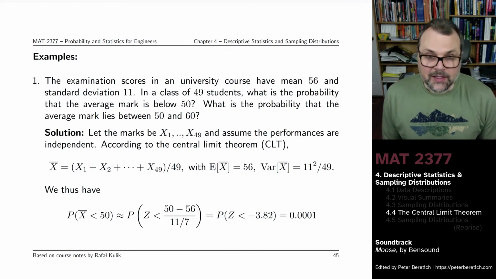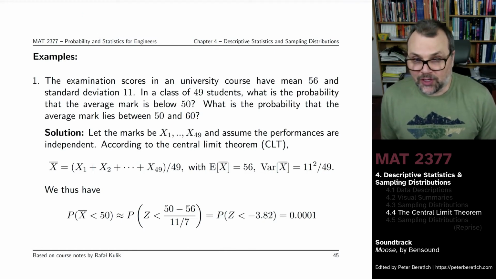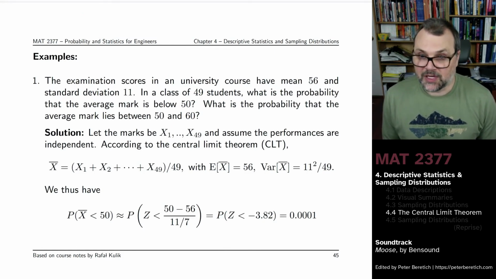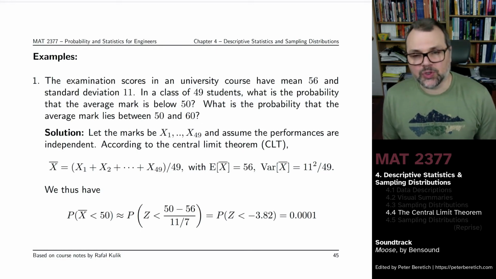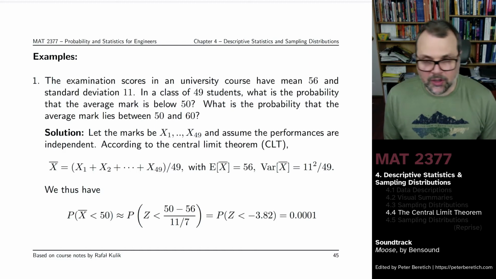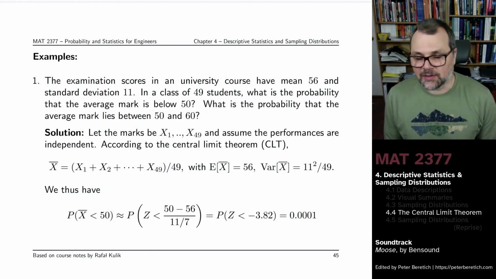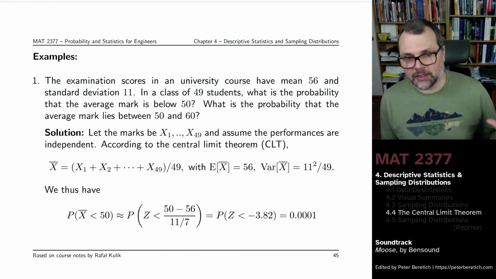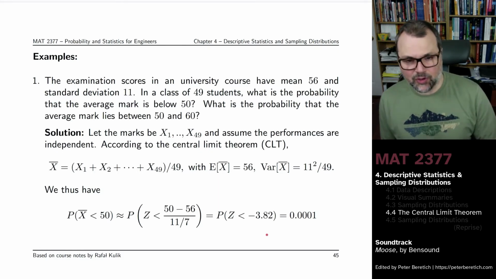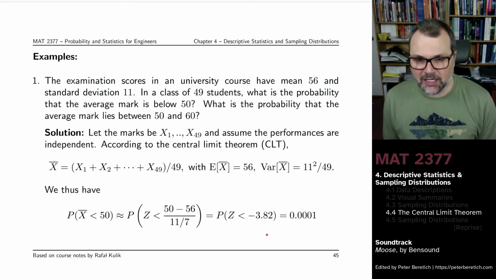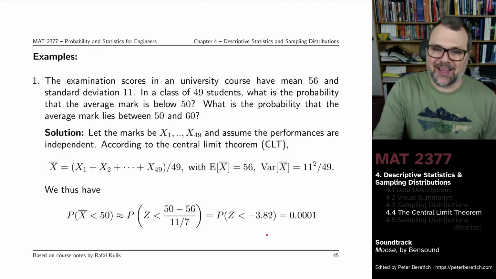So we'll say that x1 all the way up to x49, these are the grades for the first assignment. And we assume that the performances are independent. So no cheating, no working with one another. Everybody comes at this completely independently. The sample mean, as I said, is the sum of the 49 grades divided by 49. We know what the expectation of the mean is.